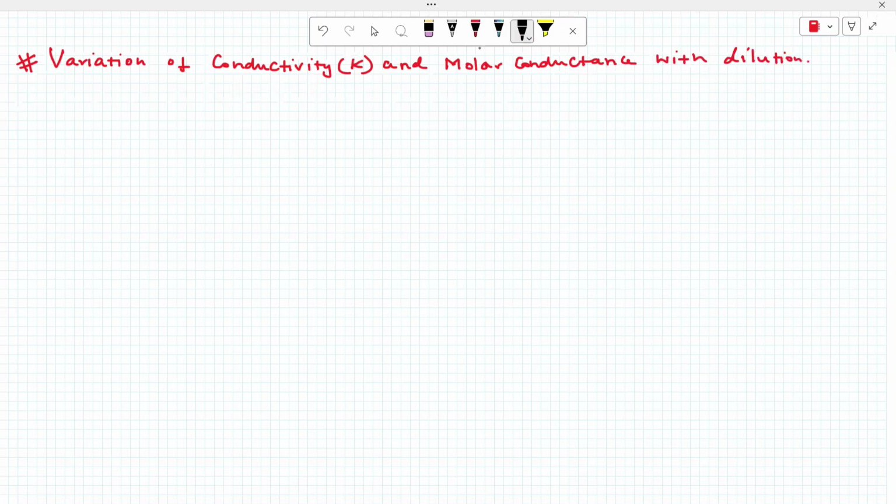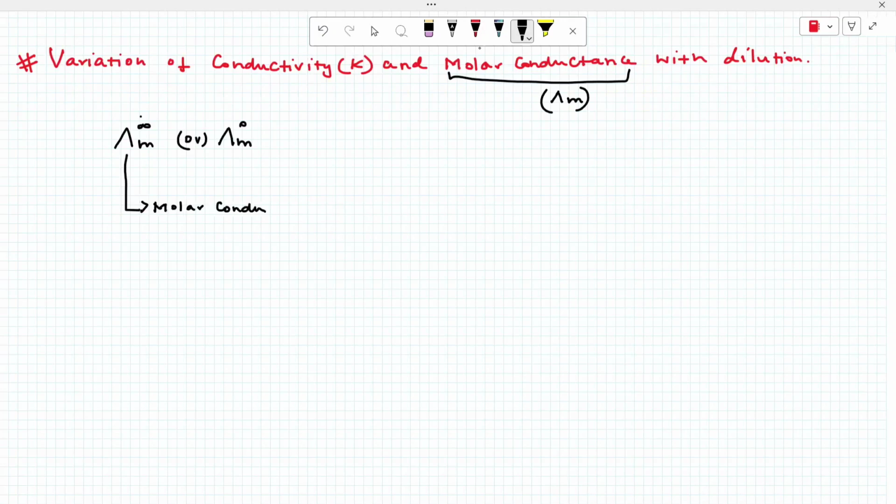Now note the point. What is lambda m? Now you know what is lambda. Lambda m is molar conductance. What is lambda m infinity? Or some people call it lambda m naught. Both are the same. Now what is the meaning of this one? Please know this.